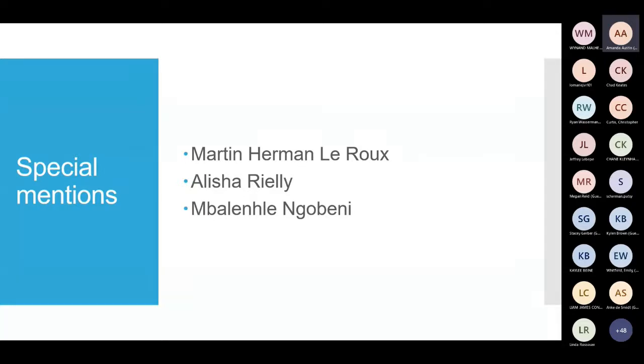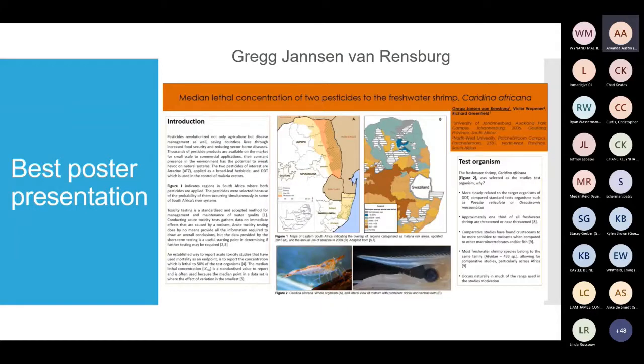But the best poster presentation goes to Greg Janssen van Rensburg for his presentation poster on median lethal concentrations of two pesticides in the freshwater shrimp, Caridina africana.